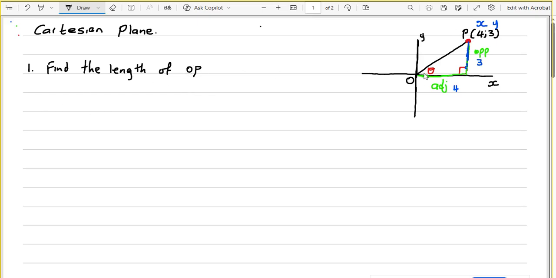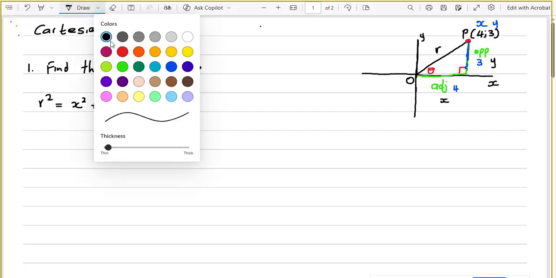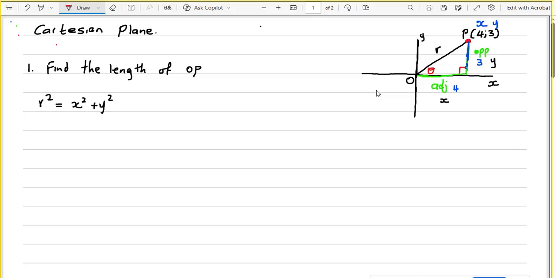Find the length of OP. I'm going to use the Pythagoras. So this is my R, this is my Y, and this is my X. So the theorem of Pythagoras says that R squared is equal to X squared plus Y squared. Okay, so I just have to substitute and indicate what is my R. My R is the length of OP. So I'm going to take the OP, square that guy, which is what we are looking for.